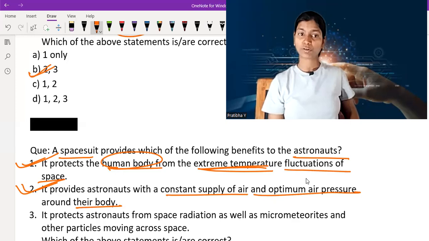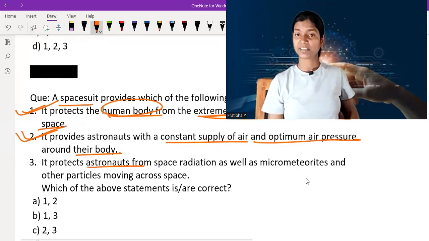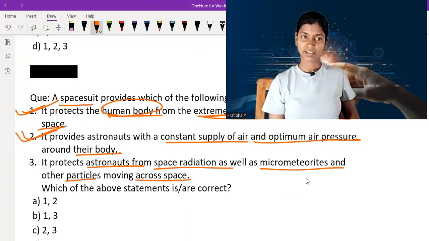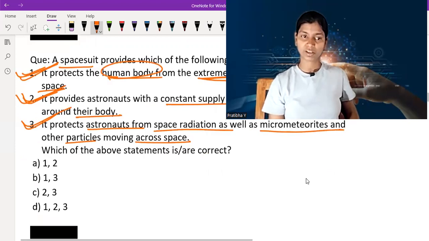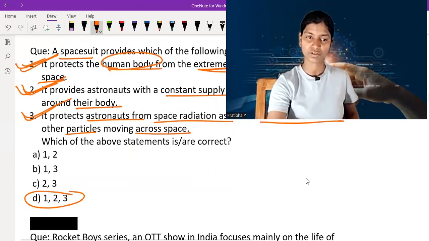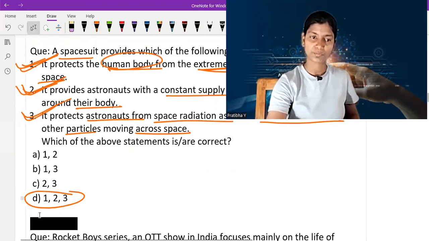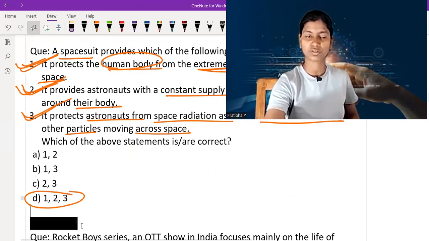Third one is to protect the astronaut from space radiation as well as micrometeoroids and other particles moving in space. This one is also correct. One is correct, one is correct, one is correct. All the statements are correct, so option D is correct. Just check whether we are on the right track or not. So option D is yes. Option D is correct. We are on the right track. Now let's move on to the next question.